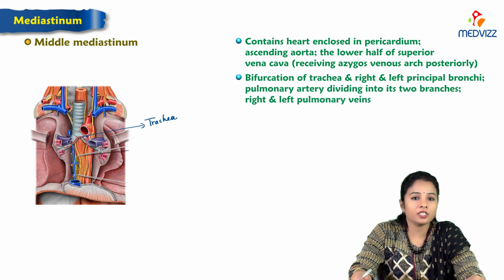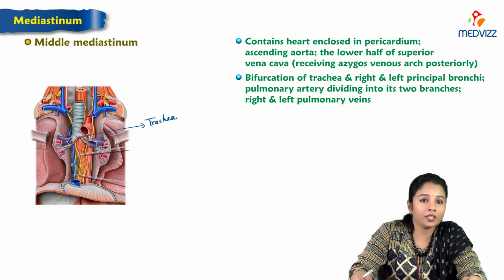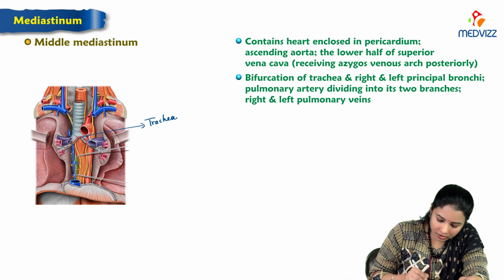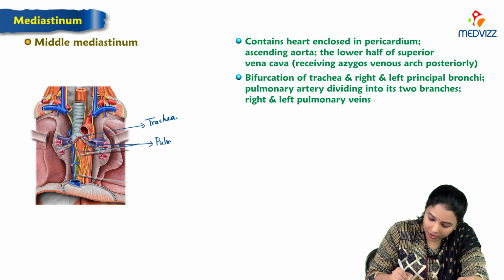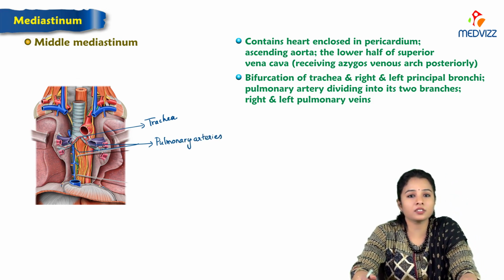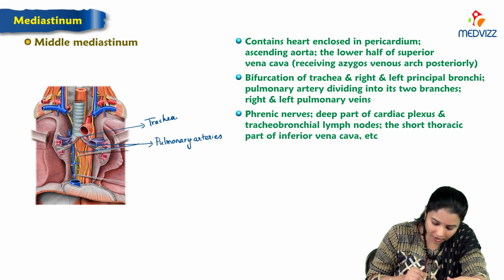So the trachea bifurcates into the right and left principal bronchi, and the pulmonary artery divides into two branches. We can see the cut parts of the pulmonary arteries, right and left pulmonary trunks. So we can see here the bifurcation of the trachea into right and left principal bronchi, the pulmonary artery dividing into two branches, and we can also appreciate the phrenic nerves, these nerves here.